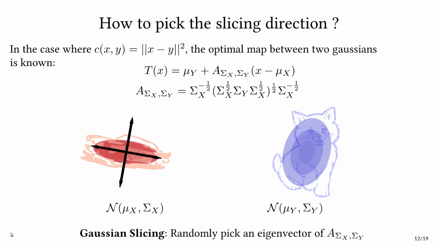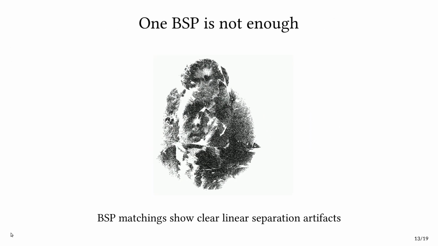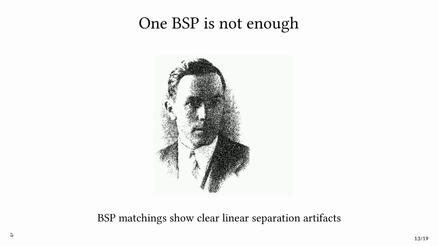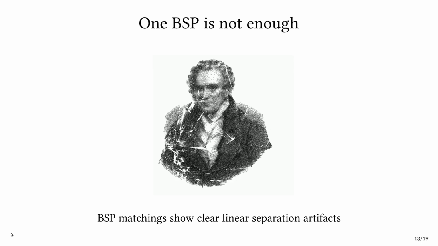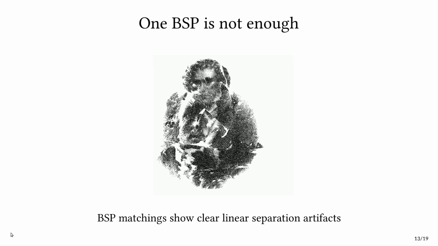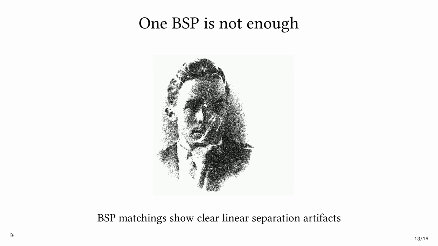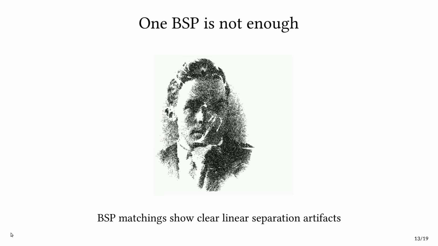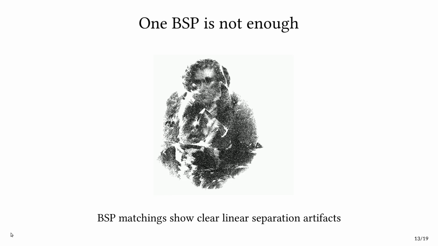And so that's really nice, and this allows us to go from a single slice, which is very low transport quality, to this one with a single BSP. Okay, and as you see, it is quite nice already, but it's clearly not enough, right? Because BSP matching will clearly show linear separation artifacts, because you can clearly see where the points have been split.